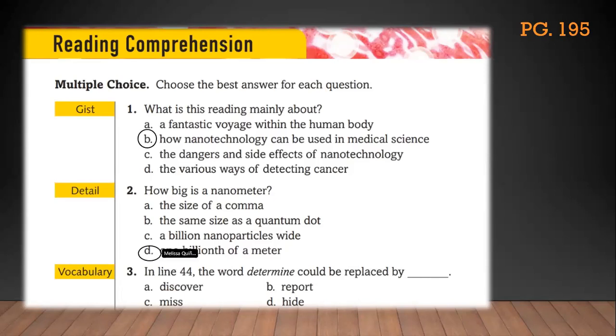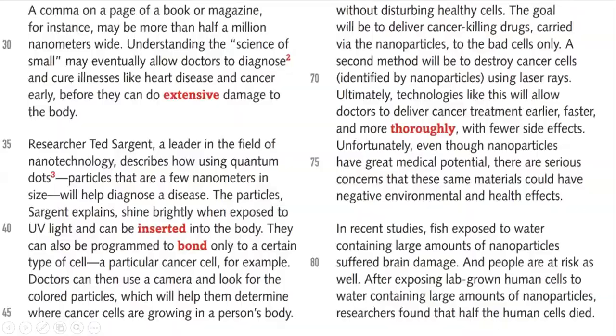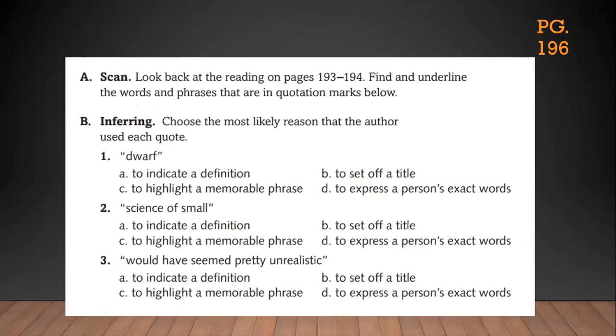I omitted one part of the reading skill. So let's go back just a few minutes, to the second part of the reading skill. We need to reinforce it, right? I'm going to erase this. Okay, let's go back quickly. This one, part B. I'm speaking about part B. Choose the most likely reason that the author used each quote.